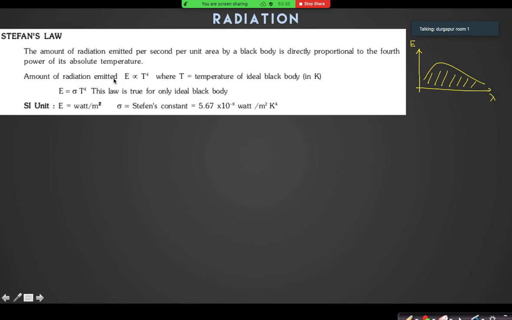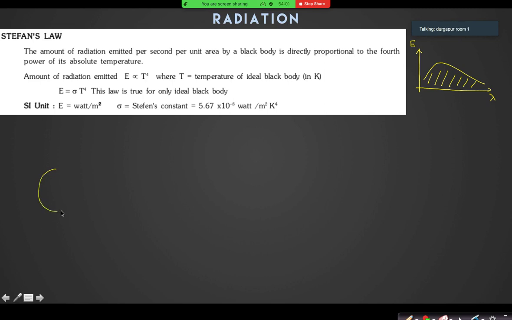So total emissive intensity is directly proportional to T power 4, and the constant of proportionality is known as Stefan's constant, whose value is 5.67 into 10 power minus 8. Very easy to remember, 5678. So E is equal to sigma into T power 4.